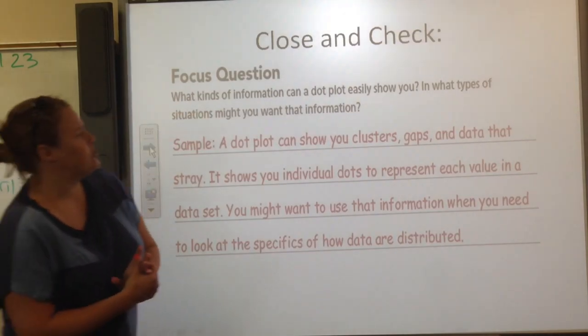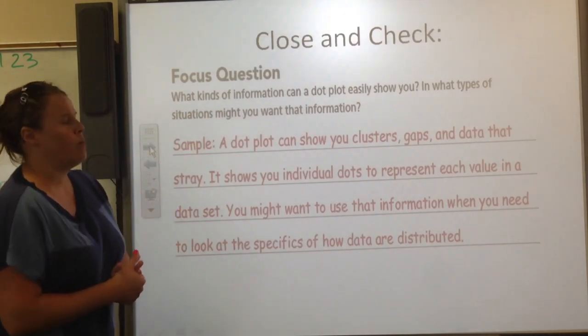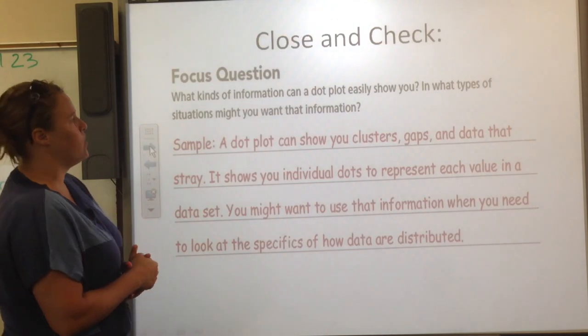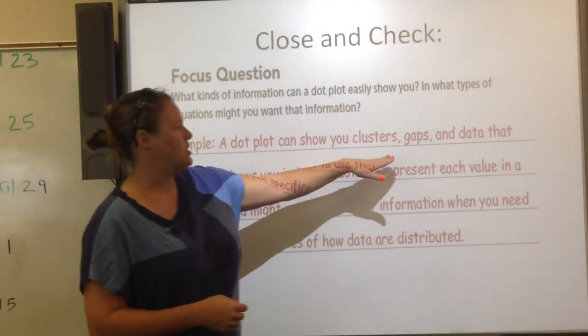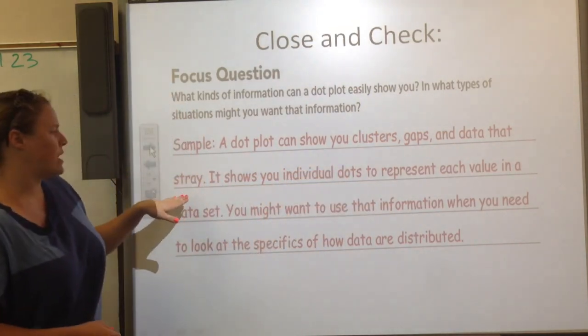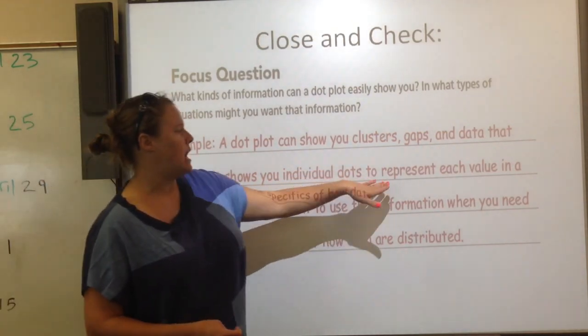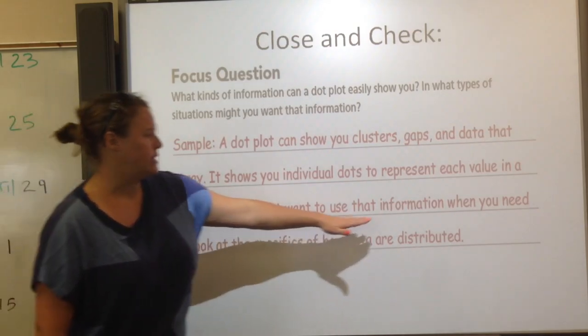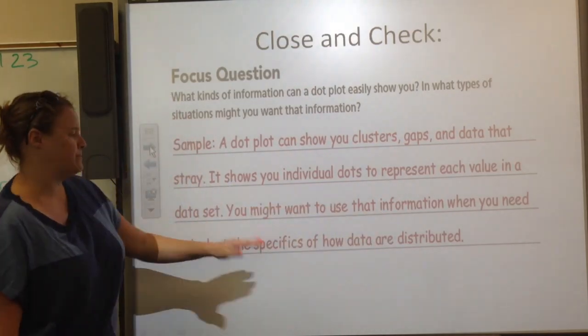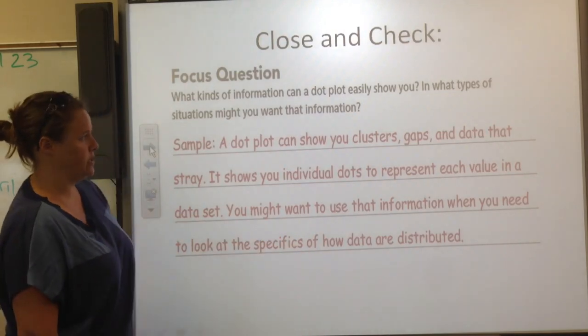So what kind of information can a dot plot easily show you? Going back to our original question from the first video. And then what types of situations might you want to use it? So a dot plot can show you clusters, gaps, and data that stray. It shows you individual dots to represent each value in a data set. You might want to use that information when you need to look at the specifics of how data are distributed.